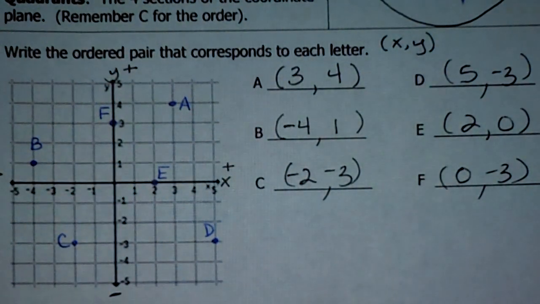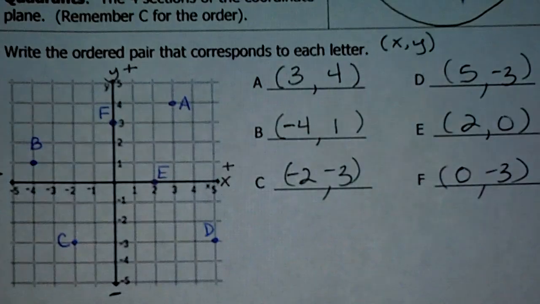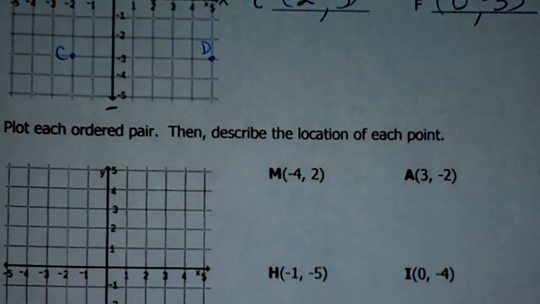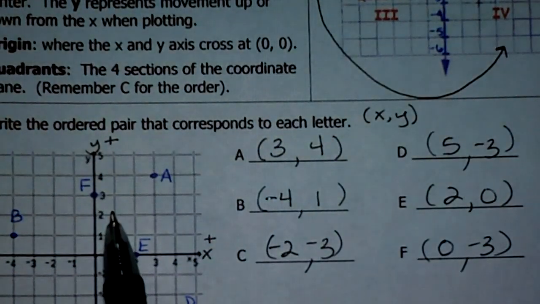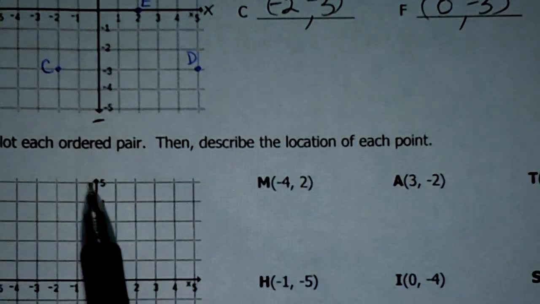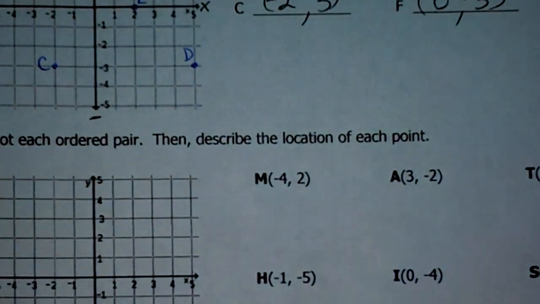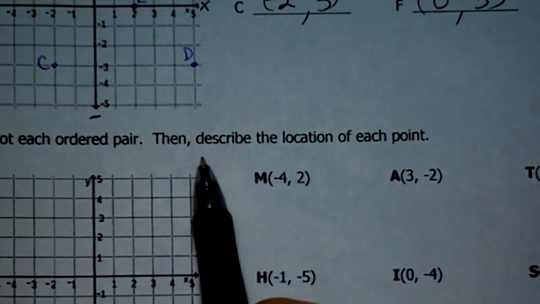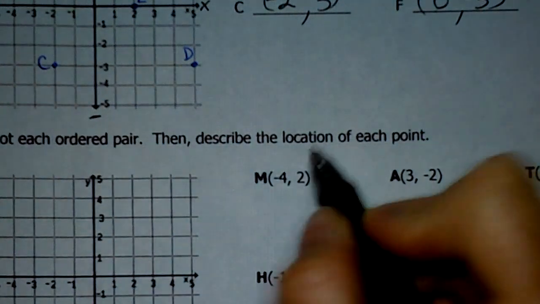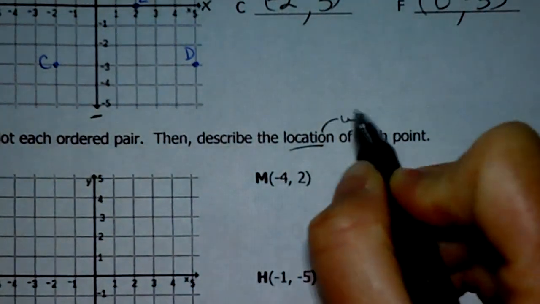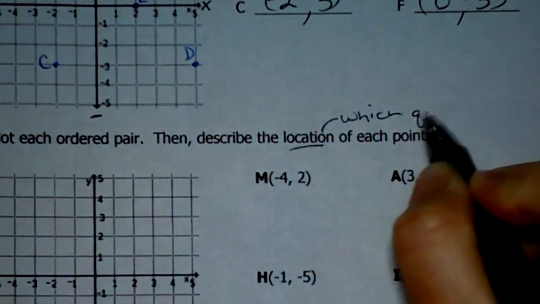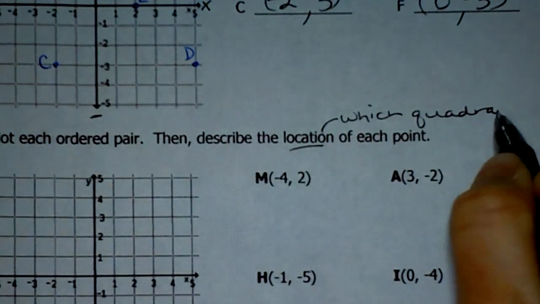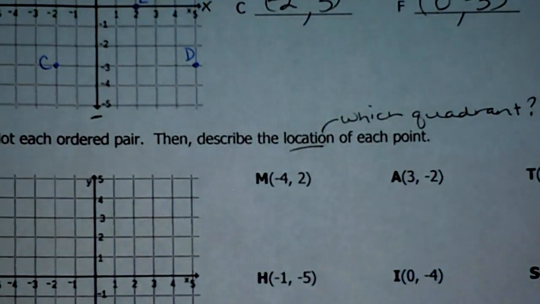All right, so that's how you plot an ordered pair. Next, I want you to, I'm sorry, that's not how you plot an ordered pair. That's how you write the ordered pair that matches. Now we want to be able to plot an ordered pair. So I'm going to give you the ordered pair, and it's your job to put it on the coordinate grid, on the coordinate plane. Then the second part says to describe the location of each point. Location just means which quadrant. That's what I mean by location.